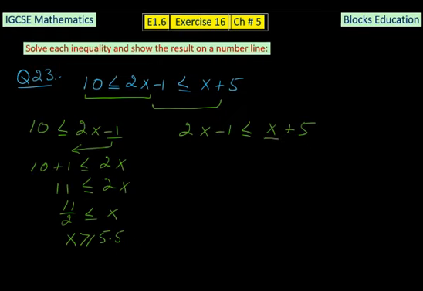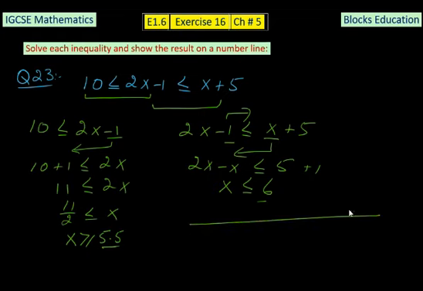Now to solve this one, we have to move this x onto the left side and this minus 1 onto the right side, so it will be 2x minus x less than or equal to 5 plus 1. 2x minus x is only 1x, so we write x less than or equal to 5 plus 1, which is 6. So now you have two inequalities, 5.5 and 6. Because 5.5 is smaller than 6, it is on the left side. So if you draw a straight line, 5.5 will be on the left side and 6 will be on the right side, like this one.